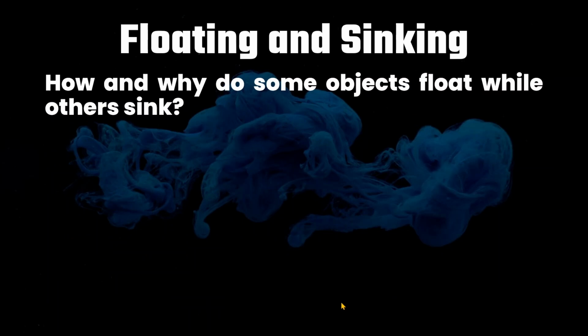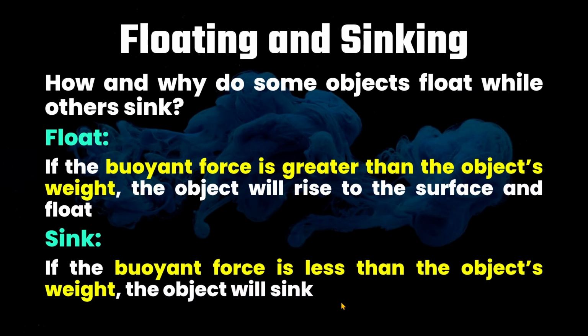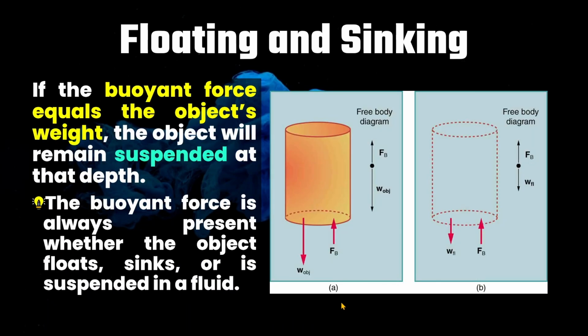So how and why do some objects float while others sink? Here are some general guidelines for when the object will float or will sink. Float: if the buoyant force is greater than the object's weight, the object will rise to the surface and float. Sink: if the buoyant force is less than the object's weight, then the object will sink. What will happen if the buoyant force equals the object's weight? Well, then the object will remain suspended at the depth. The buoyant force is always present whether the object floats, sinks, or is suspended in the fluid.